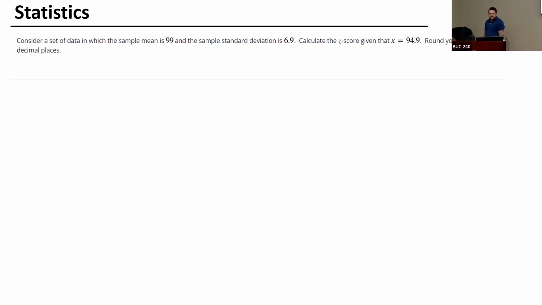We're going to consider a data set in which the sample mean is 99 and the sample standard deviation is 6.9. Calculate the z-score given that x is equal to 94.9.